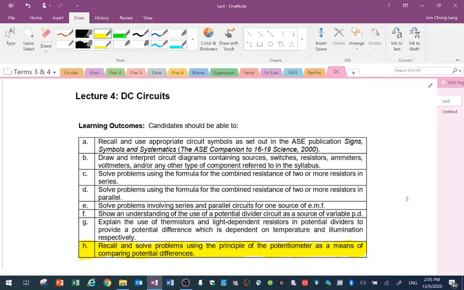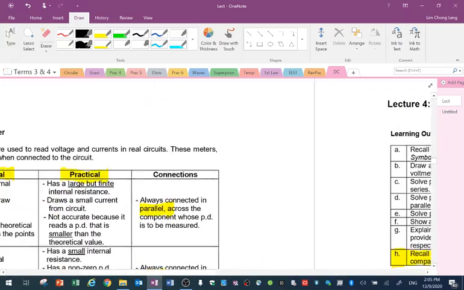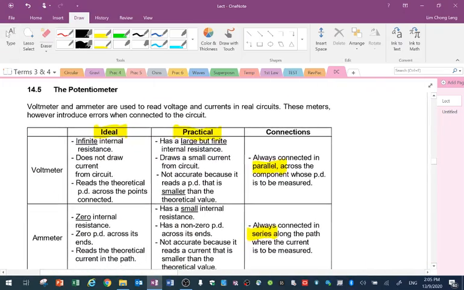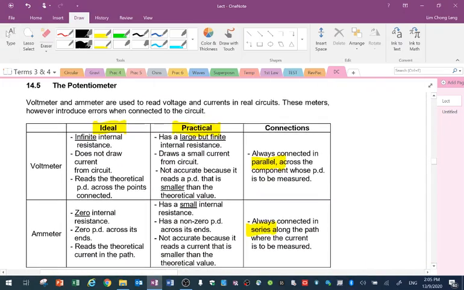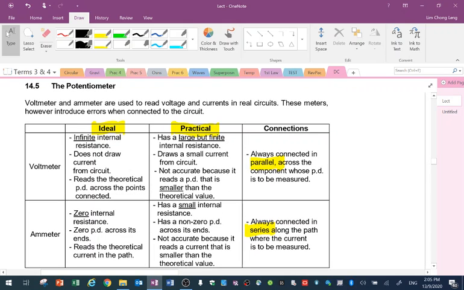There's only one objective: recall and solve problems using the principle of the potentiometer as a means of comparing PDs. Okay, let's look at the lecture notes. Before we go into potentiometer, here's a table comparing ideal and practical voltmeter as well as ammeter.